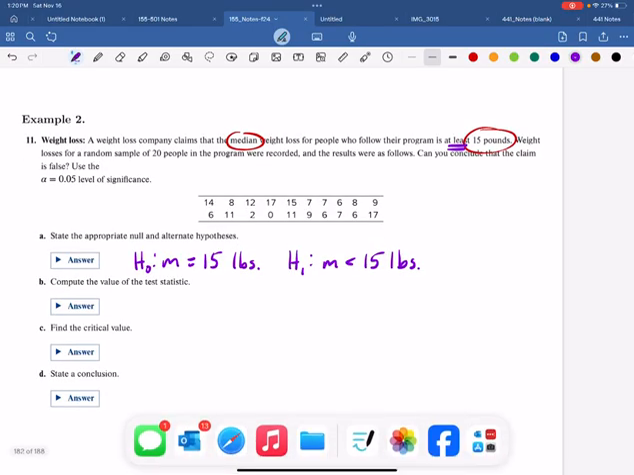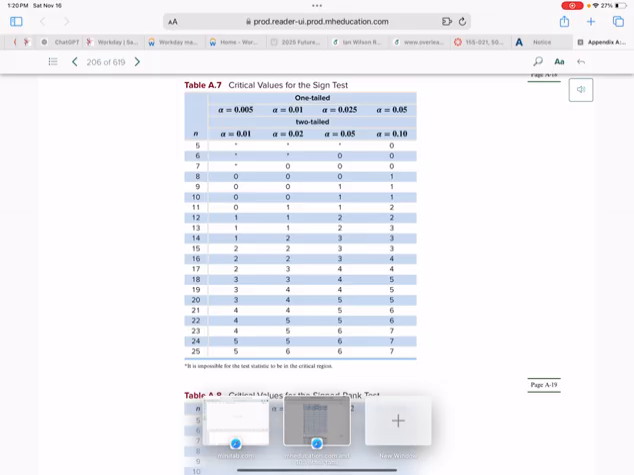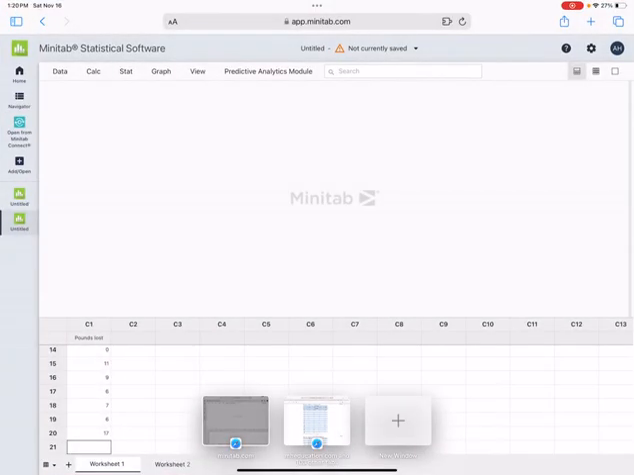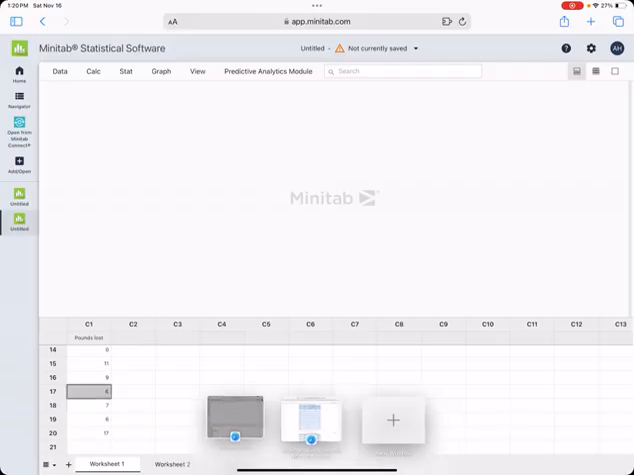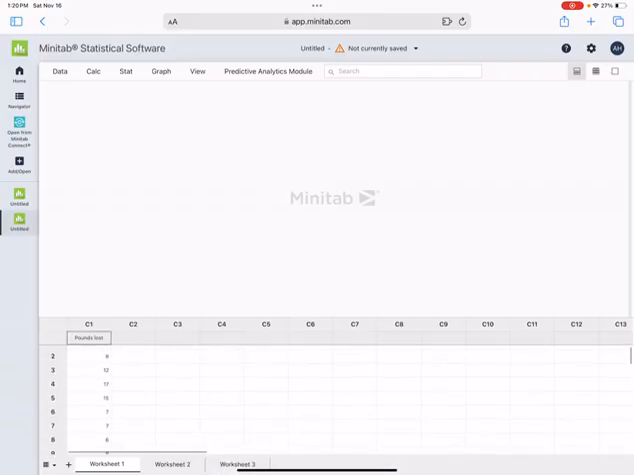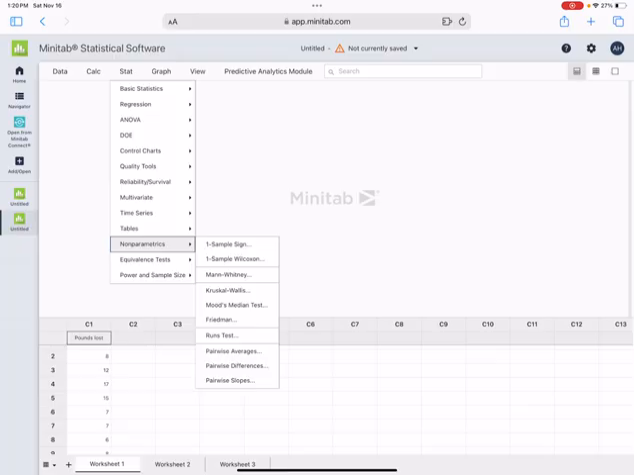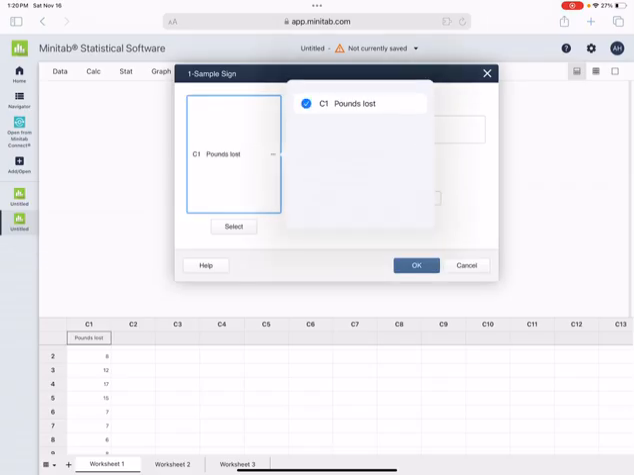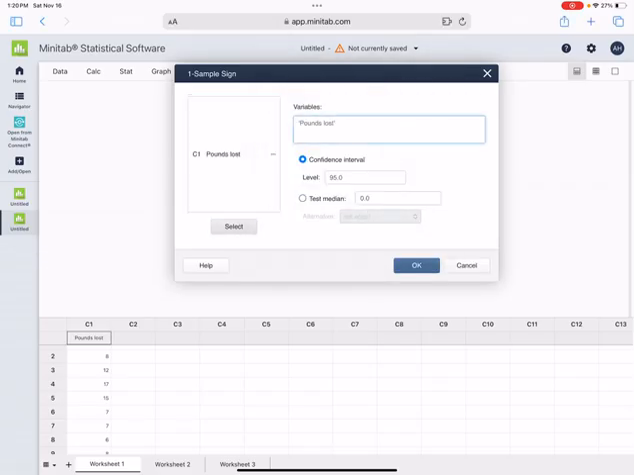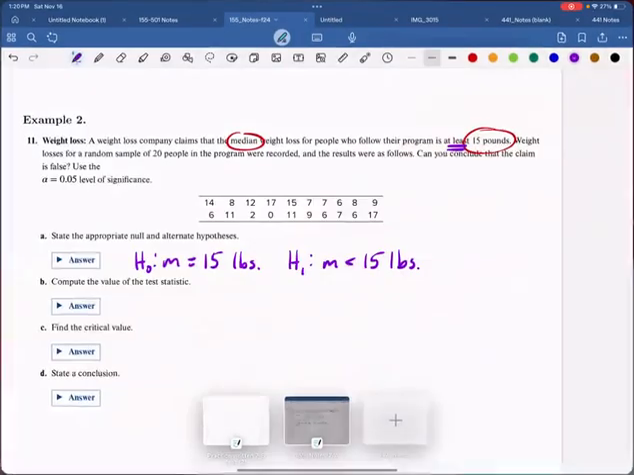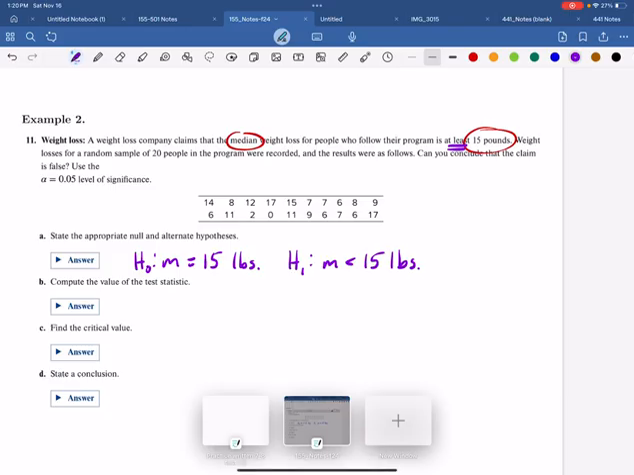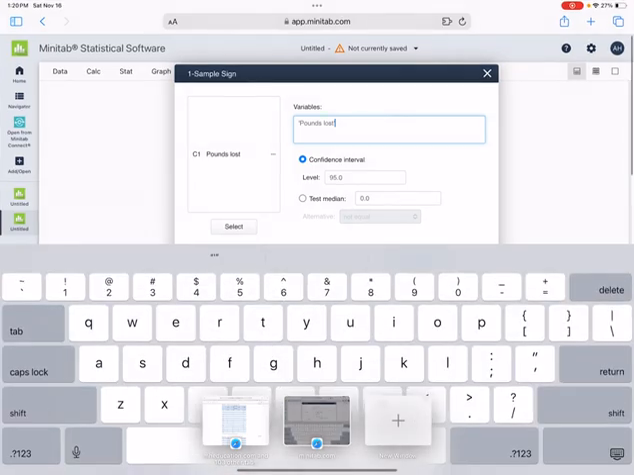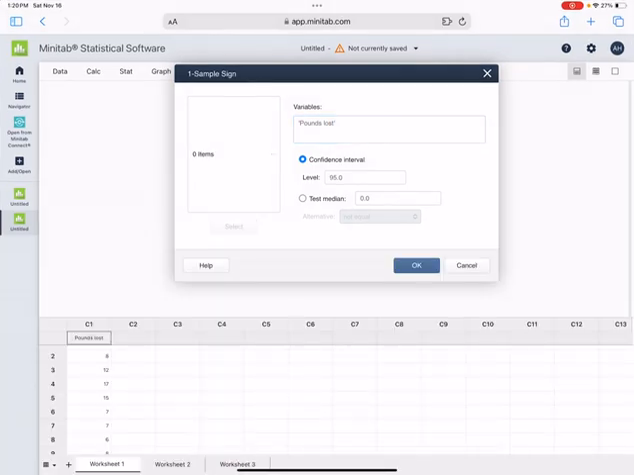Let's see what we've got here, right? If we go into Minitab, where I've already entered this data in, I've entered all 20 data points, etc. So we're going to go to Stat, Nonparametrics, One-Sample Sign. This is where our variable is going. Right, I guess I should check what is our confidence level. Okay, it's still the 0.05 significance level, okay? So our confidence level will be 95, right? 100 minus.